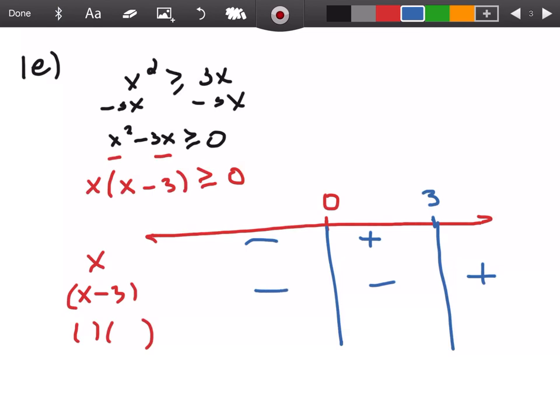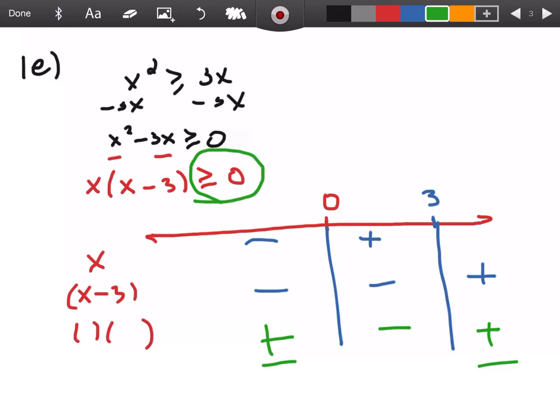And then what happens when you multiply the two together? And you can double check that. Like pick a number, make sure I'm right. Pick a number like 0. What's 0 minus 3? Well, it's negative 3. So it's 0. Good. Negative times negative, of course, is positive. So: positive, negative, positive. And it wants to know when it's greater than or equal to 0. It wants to know when it's positive. So it wants this and this.